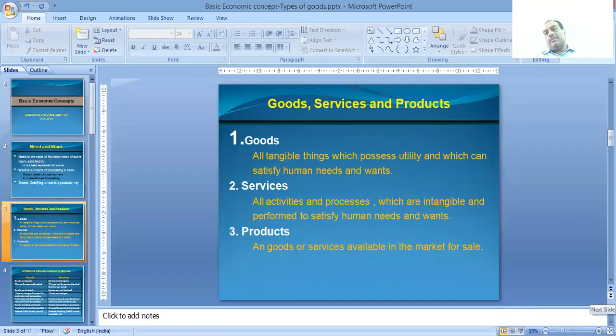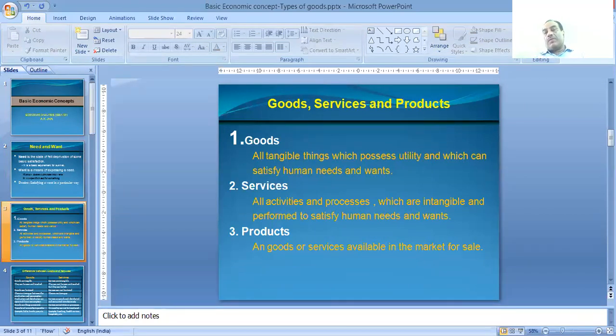Then there are goods, services, and products. You often come across these terminologies. We have needs and wants, and to satisfy those needs and wants, we want either goods or services. Goods and services are manufactured to satisfy human needs and wants. So they have a very important place in our lives.